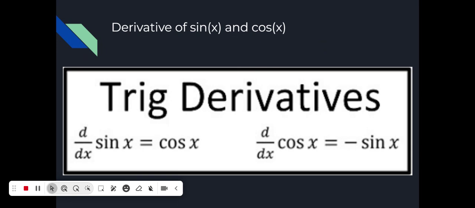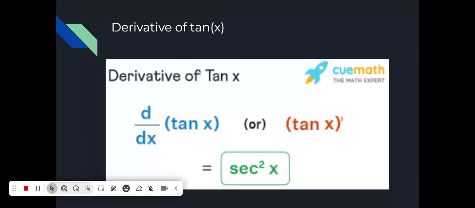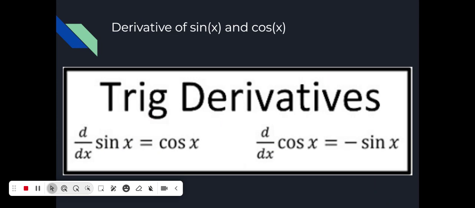The derivative of sine of x and cosine of x is just interchangeable. The derivative of sine of x is just cosine of x, but the derivative of cosine of x is negative sine of x. There's nothing more to say other than the fact that you can use this. This is the most important trig derivative, and you can use this to find out other trig derivatives.